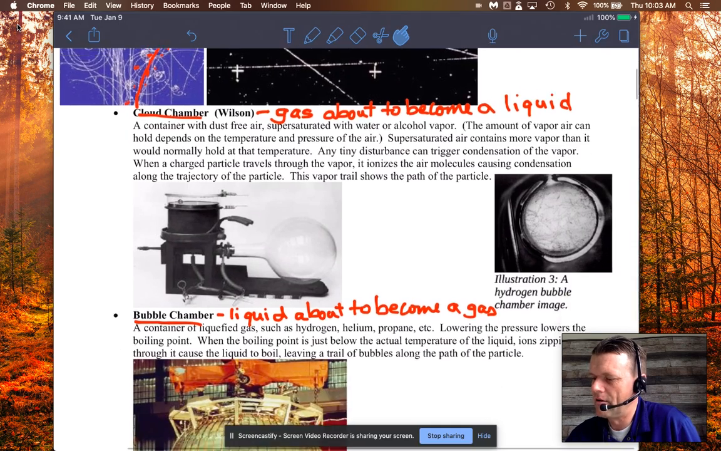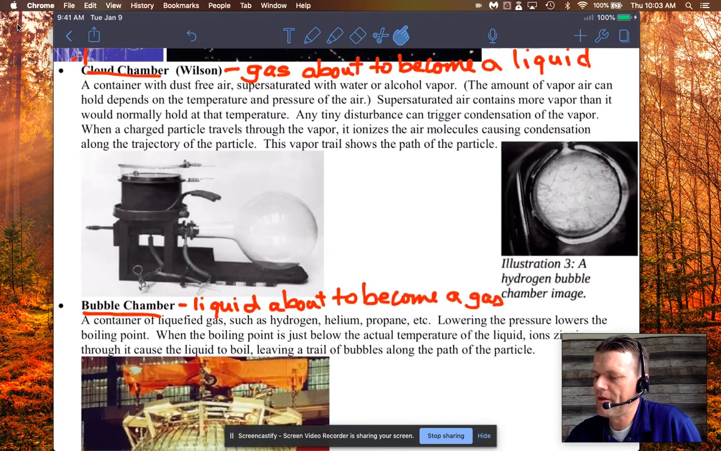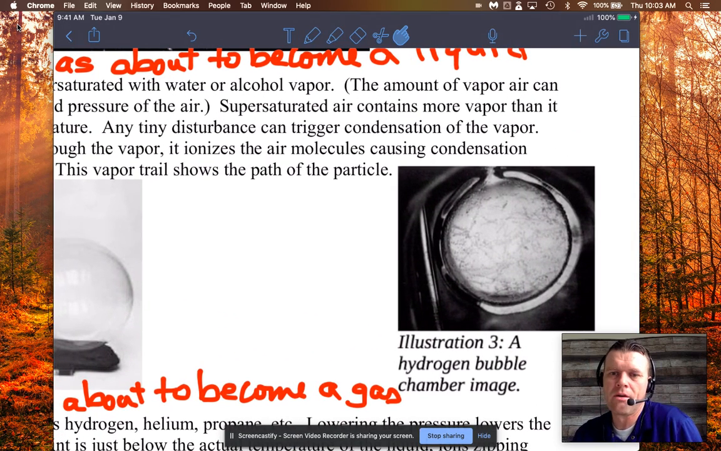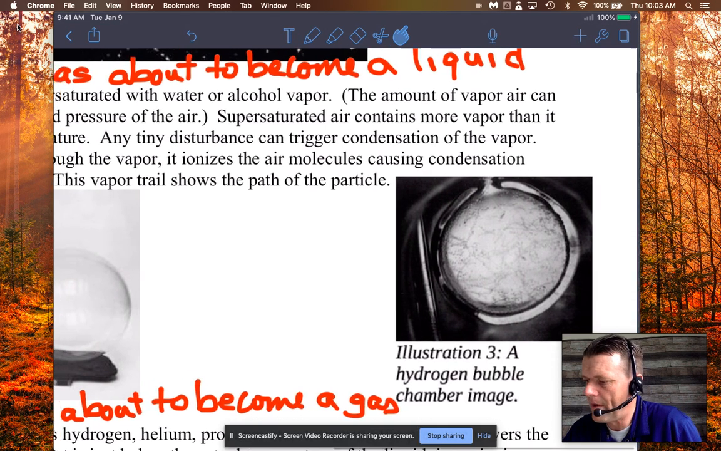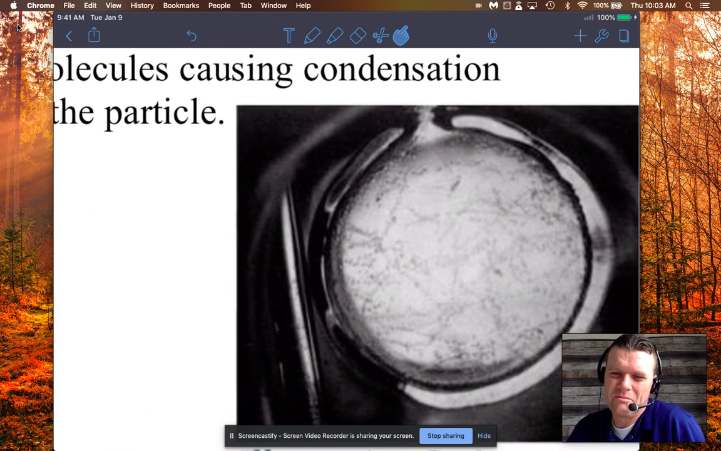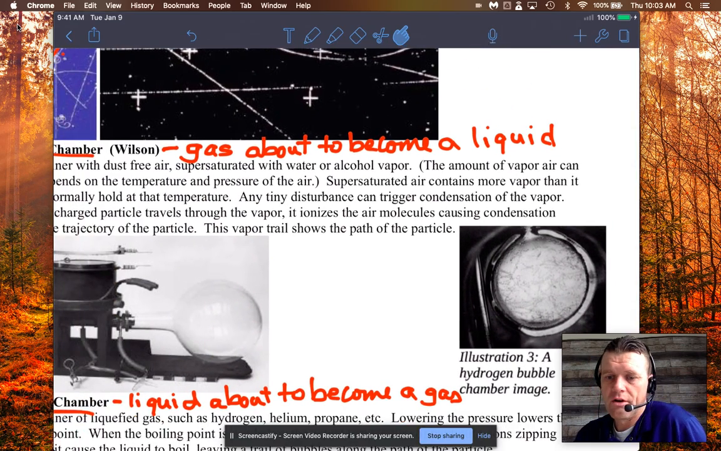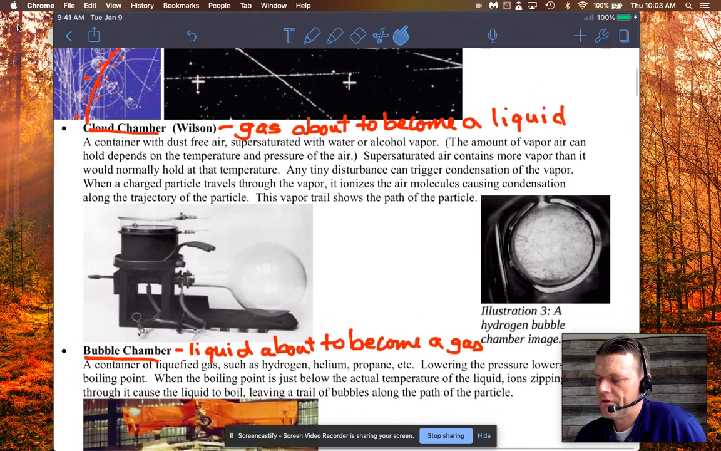Okay. So I kind of added both of those if it's helpful. A bubble chamber is really a liquid about to become a gas. Here's a nice picture of a hydrogen bubble chamber. You can do it with a number of different liquids, but liquid hydrogen, obviously you got to get it quite cold. But inside there, you can see these little bubble trails. Okay, well maybe you can't. This is kind of fuzzy, but introducing charged particles will leave tracks.